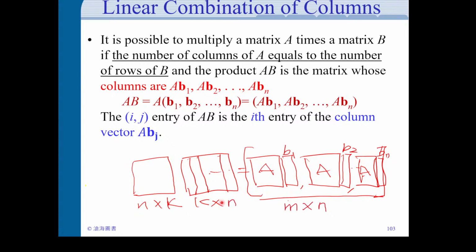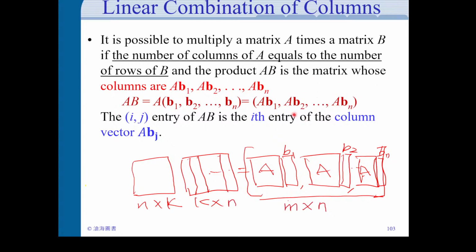When we see matrix multiplication, an m by k matrix times a k by n matrix, then for this m by n matrix, we can think of each column of it as a linear combination of the columns of the first matrix, because the first column will be the matrix A multiplied by the first column of B. And the second column of AB will be the matrix A multiplied by the second column of B, etc., all the way to the last column of AB, which will be the matrix A multiplied by the last column of B.